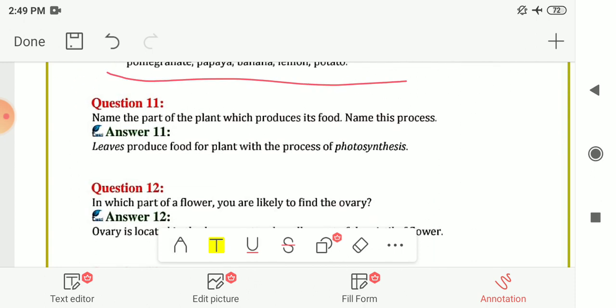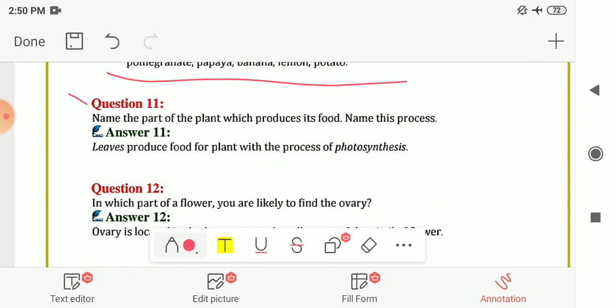Next, question number 11. Name the part of a plant which produces its food and name this process. Which part of the plant produces food and what is the name of that process? So leaves produce food for the plants with the process called photosynthesis. Leaves produce the food in the plants and this process is known as photosynthesis.